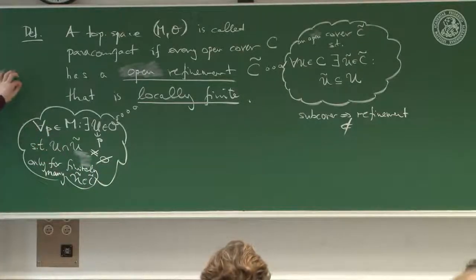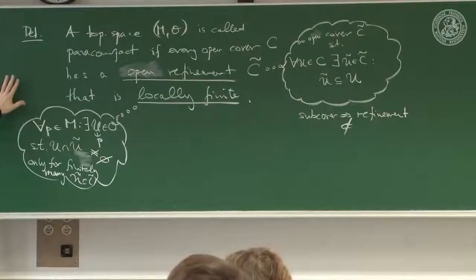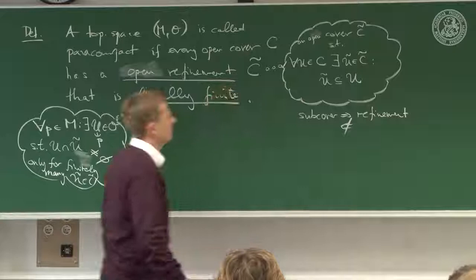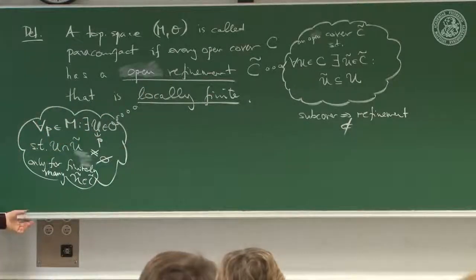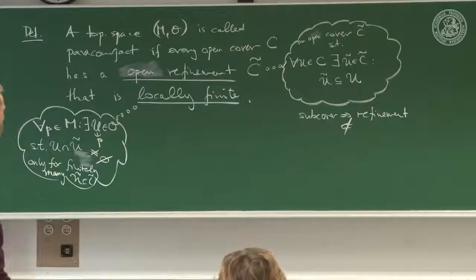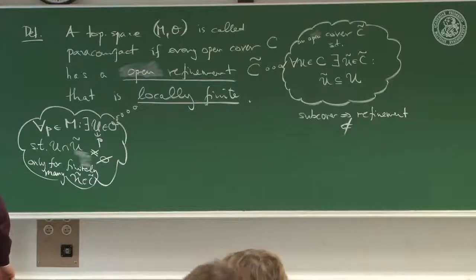So if you go to a point in the manifold, you find a neighborhood such that this neighborhood has a non-vanishing intersection only with finitely many open sets from this refinement. Well, that definition is quite a bit, but it needs to be made in this way in order to be useful.